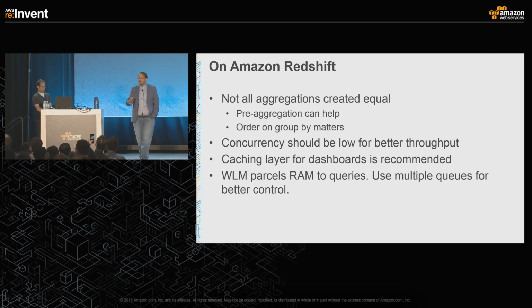On Redshift, aggregates can be really fast, especially if the first column of the group by matches the distribution key, because then we can do a single-step aggregation. All the data is already on the same node.